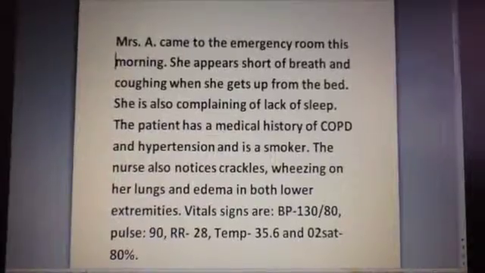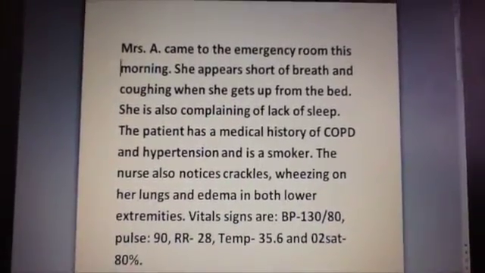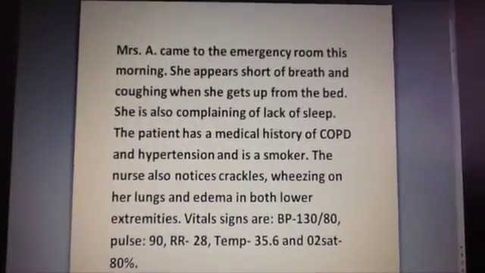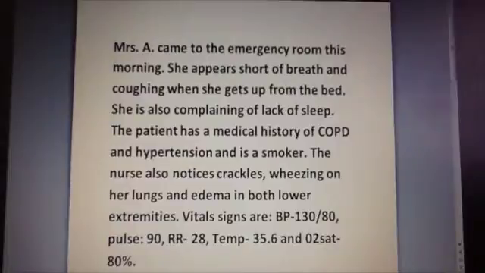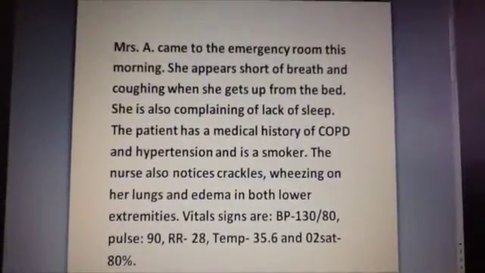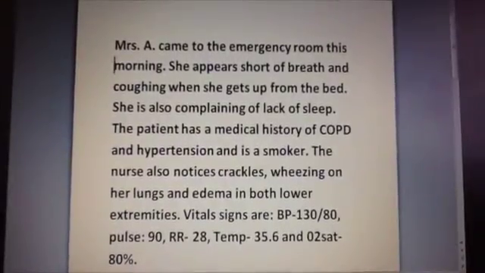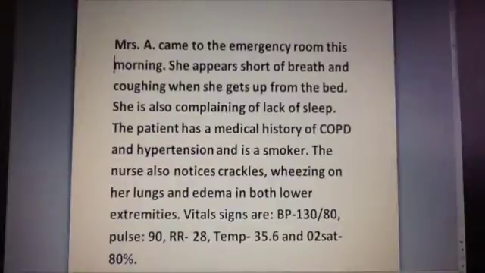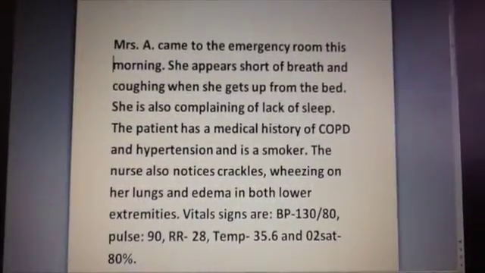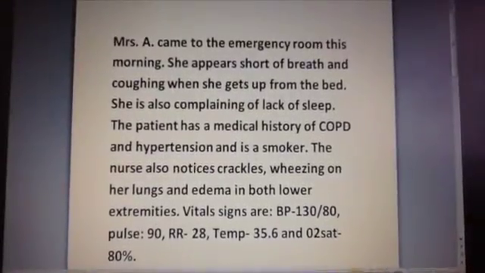She is also complaining of lack of sleep. The patient has a medical history of COPD and hypertension and is a smoker. The nurse also notices crackles and wheezing in her lungs, and edema in both lower extremities. Vital signs are blood pressure 130/80, pulse 90, respiratory rate 28, temperature 36.6, and O2 sat at 80%.